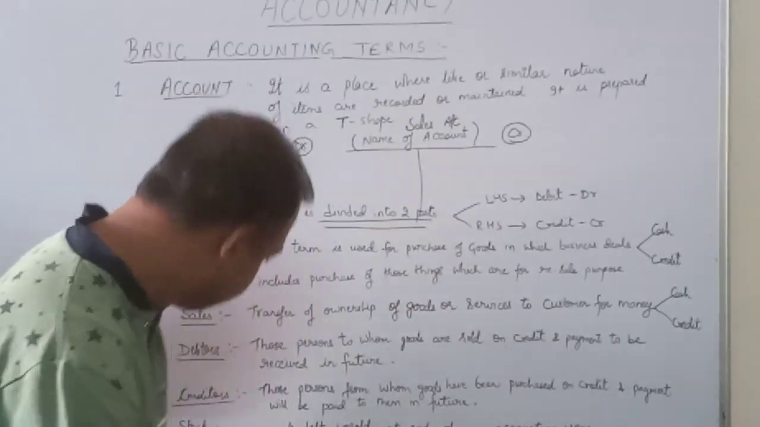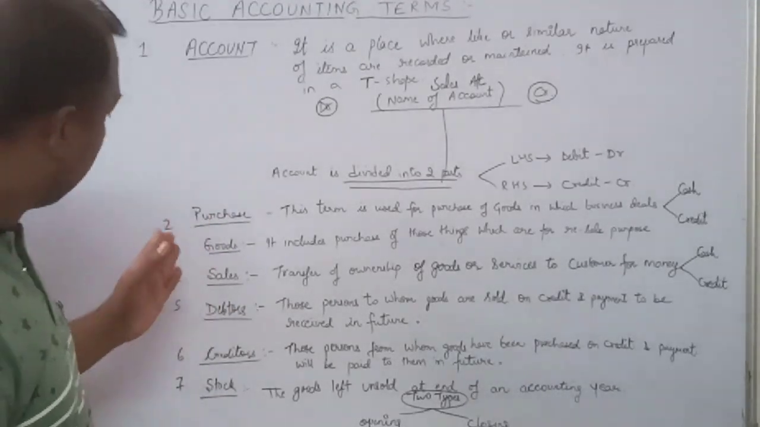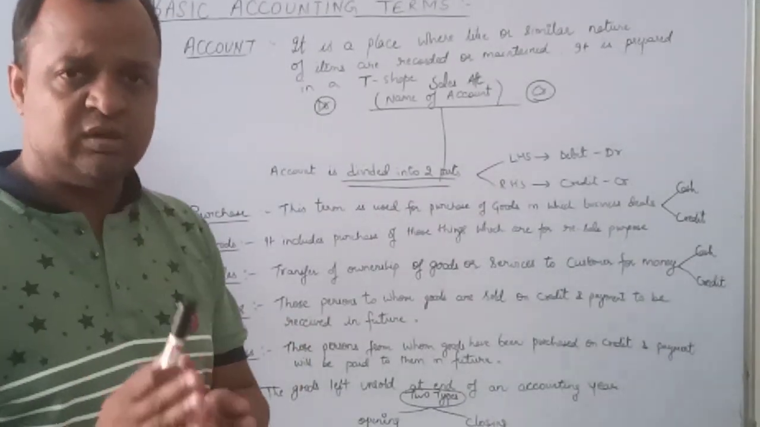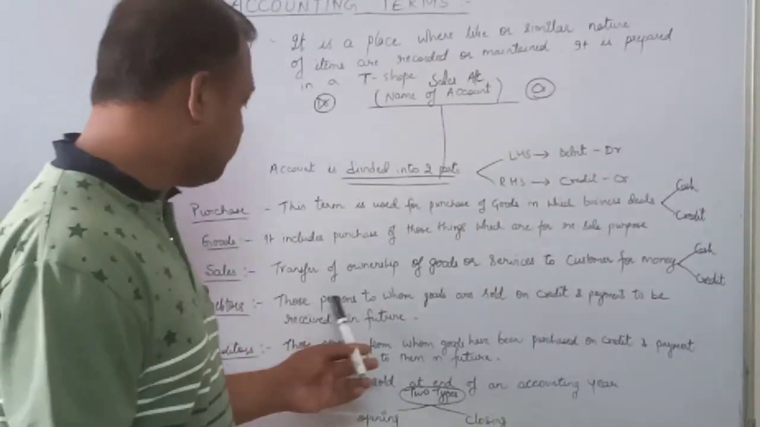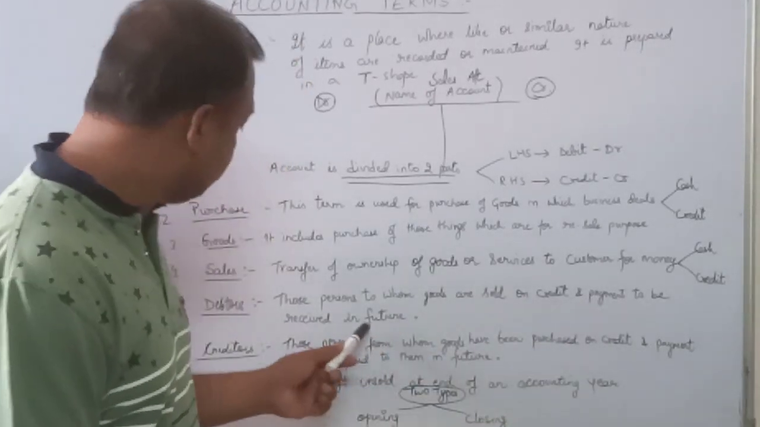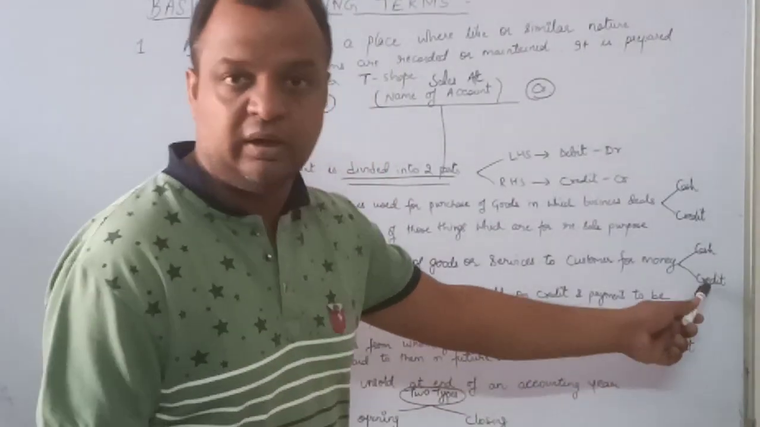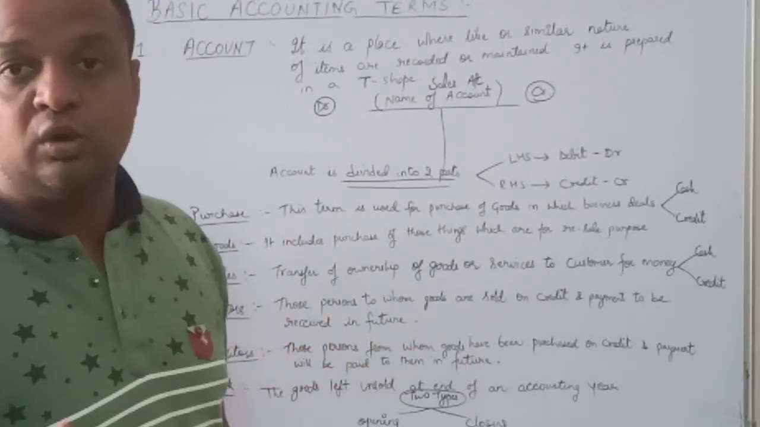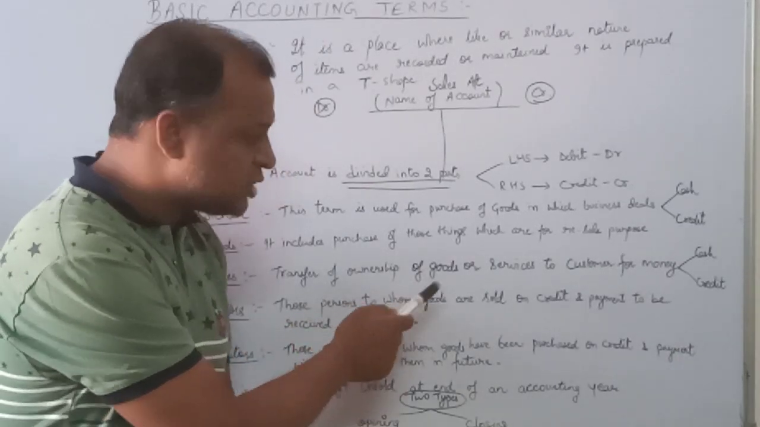Okay, chaliye, moving ahead. Debtors, a very important term. Till now I have explained purchase and sale, I hope everyone is clear. But what is this term debtors? Let us understand. Those persons to whom goods are sold on credit and the payment is to be received in future. Now this debtor relates to the term credit. In the previous statement I said goods sold on credit, so that statement will relate here. The person to whom goods are sold on credit.